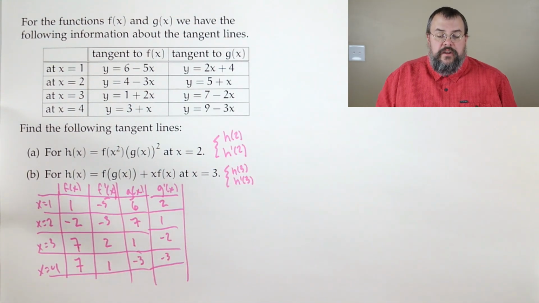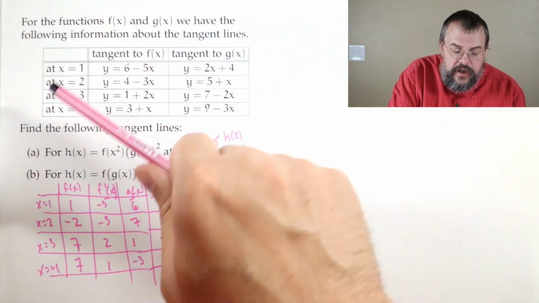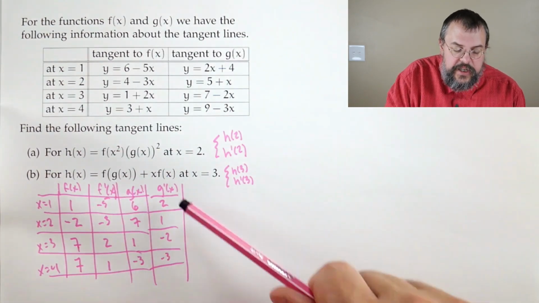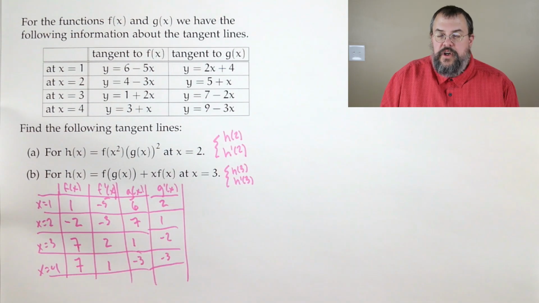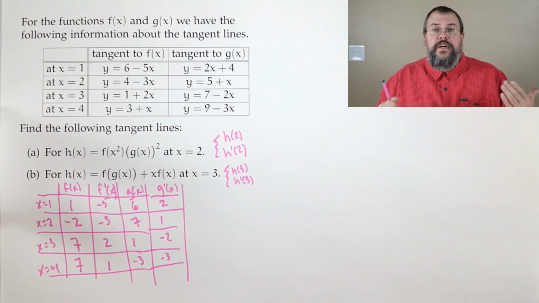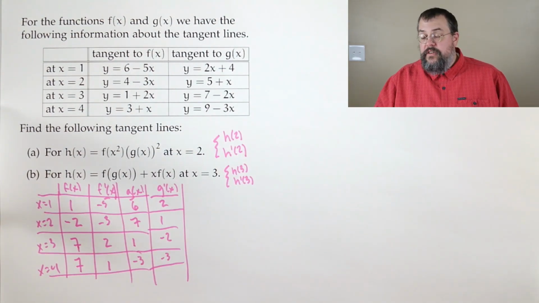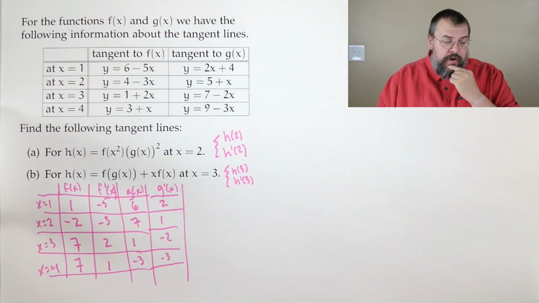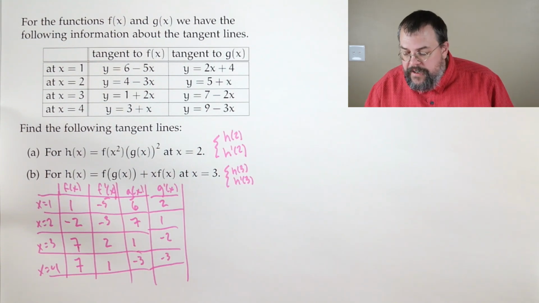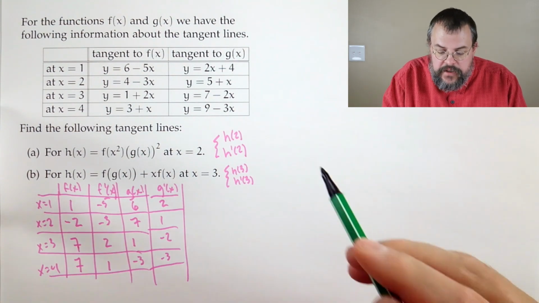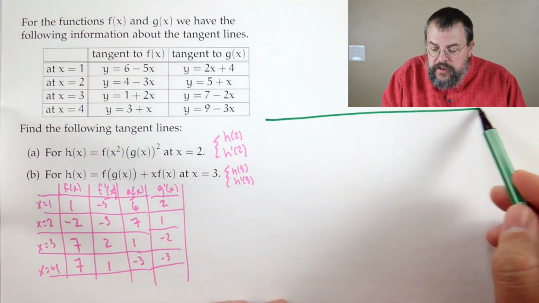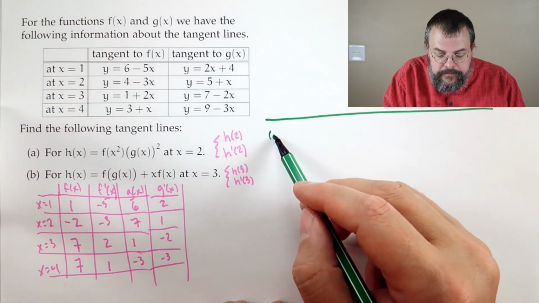So here's the thing, this chart gives us as much information as that chart, because I can jump back and forth between these two charts. They have as much information about the function as the other do. Okay, so now that I have that, I get to start sort of playing around. So let's start with part A.